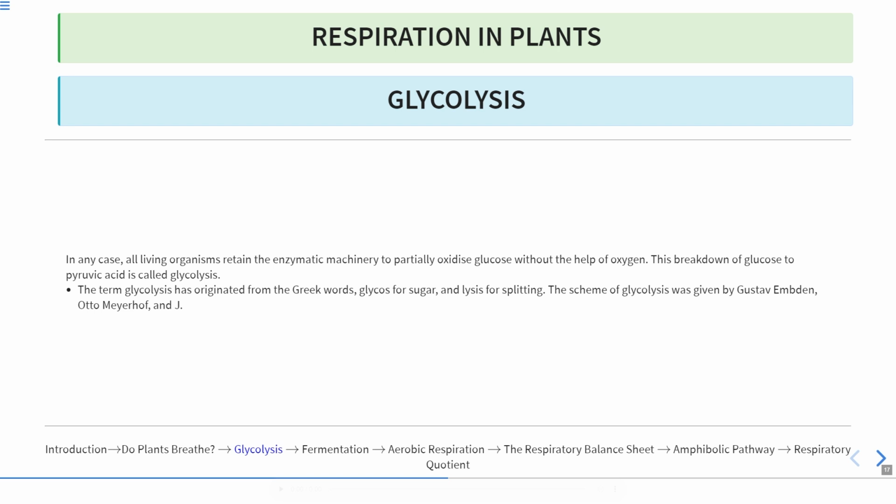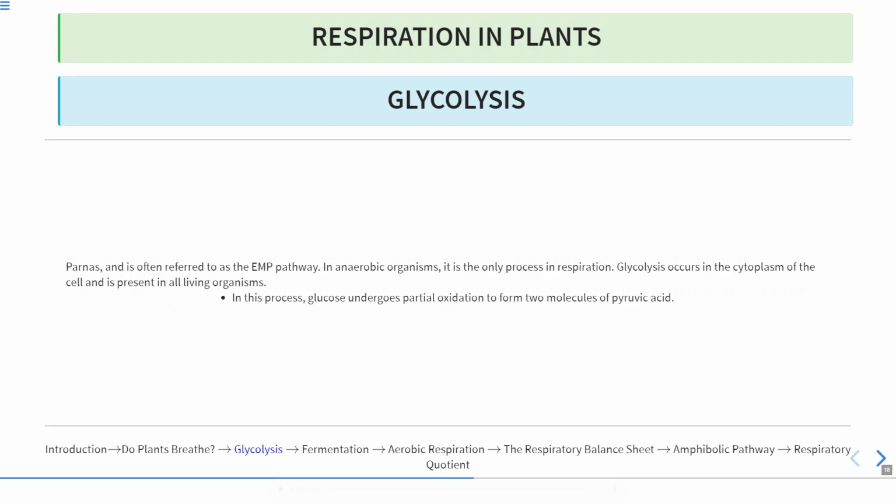The term glycolysis has originated from the Greek words glykos for sugar and lysis meaning splitting. It means splitting of the sugar molecule. The scheme of glycolysis was given by Gustav Embden, Otto Meyerhof and J. Parnas, so it is often referred to as the EMP pathway, the Embden-Meyerhof-Parnas pathway. And in anaerobic respiration, it is the only process in respiration.